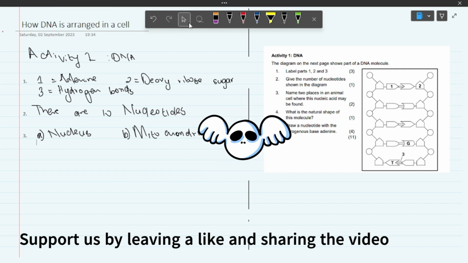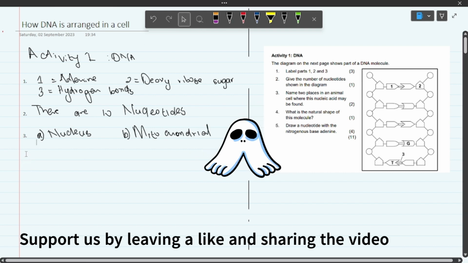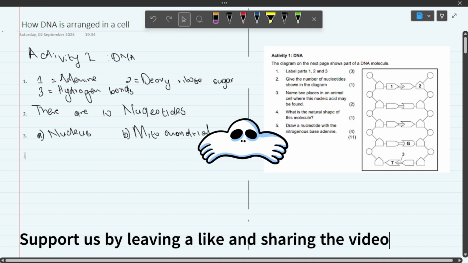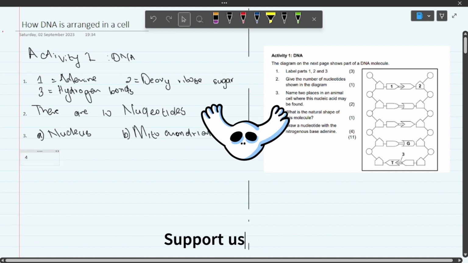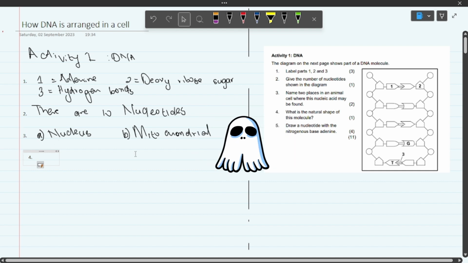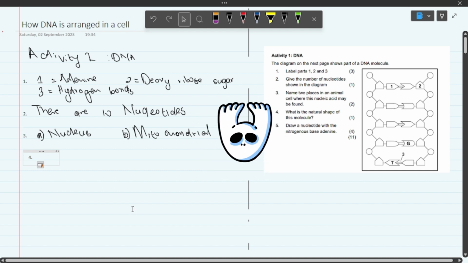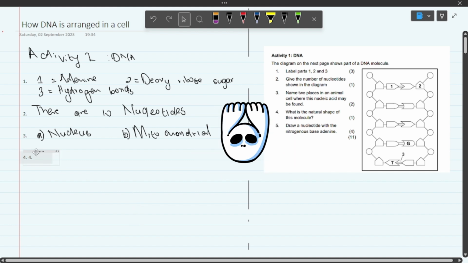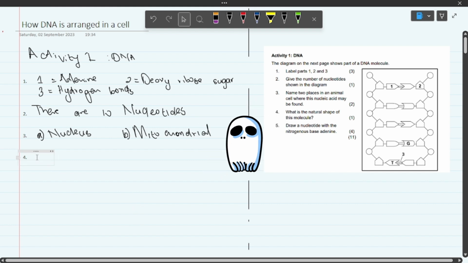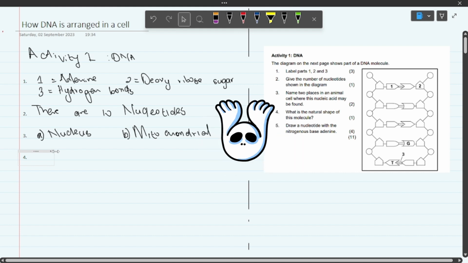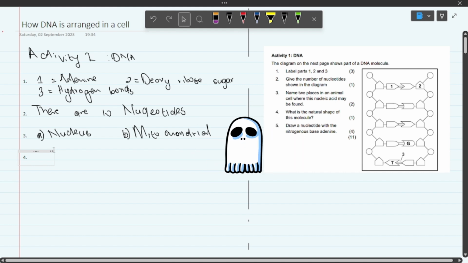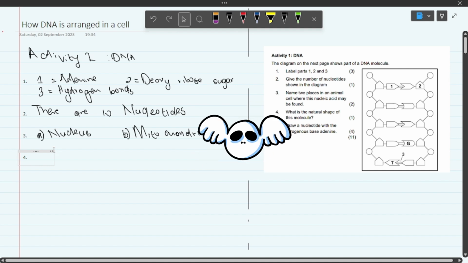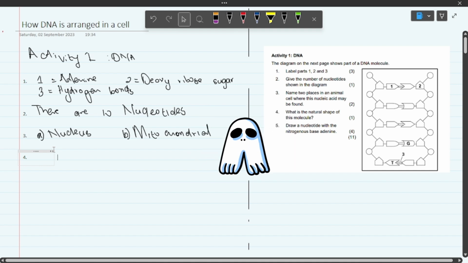So let's move on to our next question, number 4. What is the natural shape of this molecule? So the natural shape of DNA is what? It's a double helix structure, coiled around the protein histone. Okay, so let's write that down.